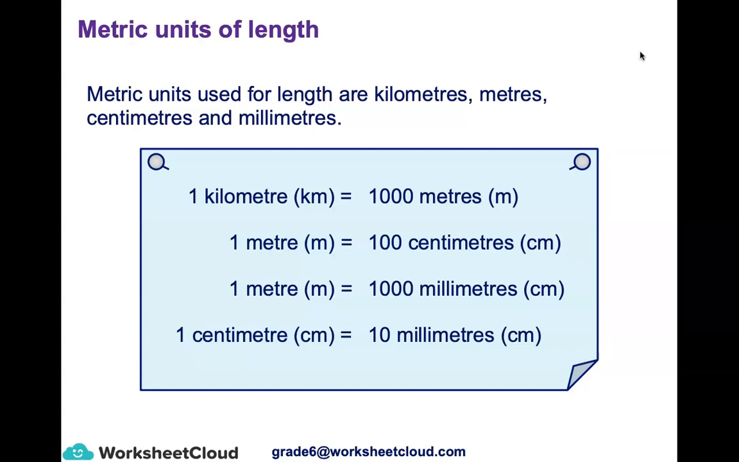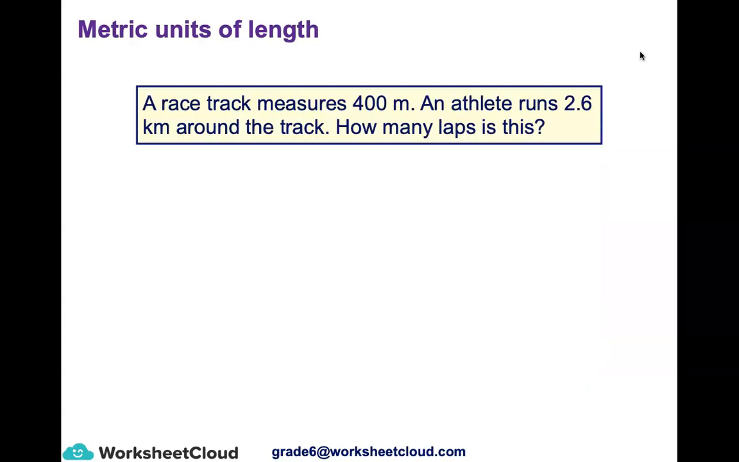So a little tip there is to go meter, centimeter, millimeter, or kilometer, meter, then centimeter, then millimeter, and not directly from kilometer to millimeter if asked. That's just to avoid any careless errors. Okay, so here's an example of a measurement question. A racetrack measures 400 meters. An athlete runs 2.6 kilometers around the track. How many laps is this?